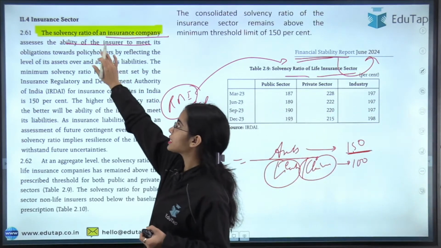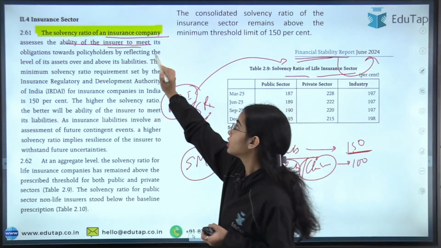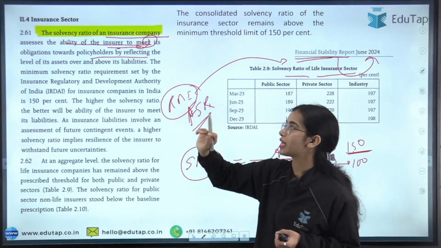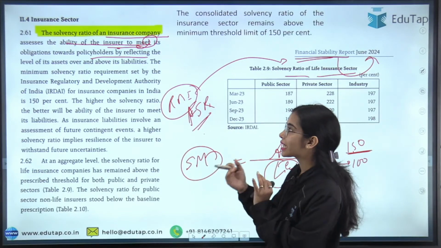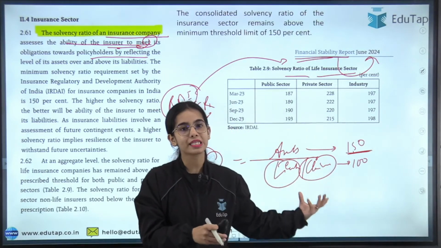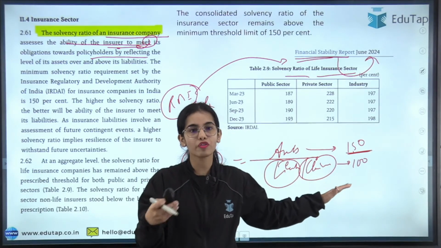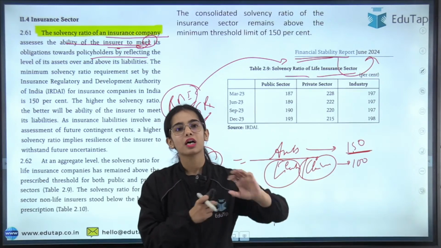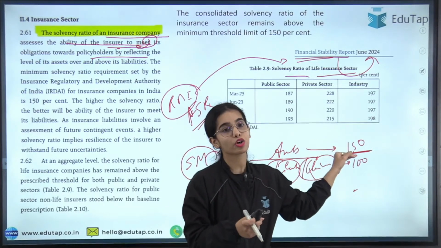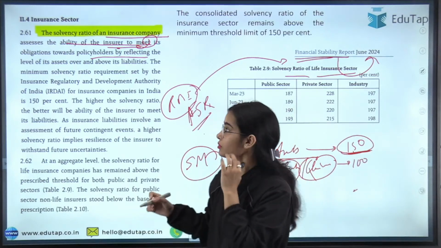So the solvency ratio of an insurance company assesses the ability of the insurer to meet its obligations towards policyholders by reflecting the level of assets it has against the liabilities it has. Over and above the liabilities or the claims that it can have, it has to maintain the assets. So if the calculation is that the claims can be 100 rupees, it has to maintain assets of 150%, that is 150 rupees. Okay, so this is the idea.